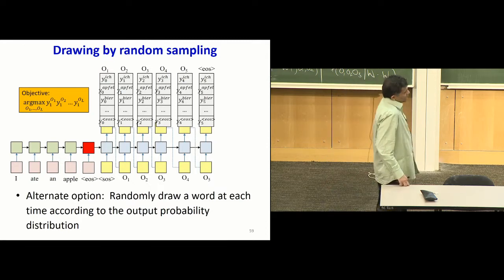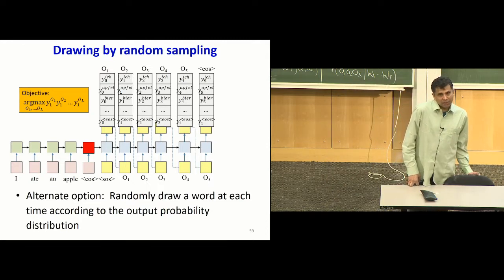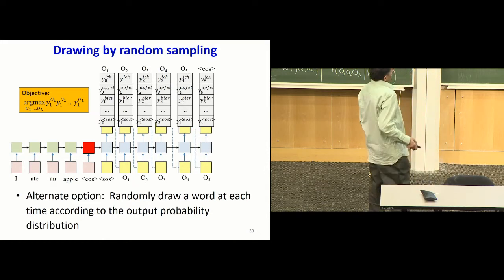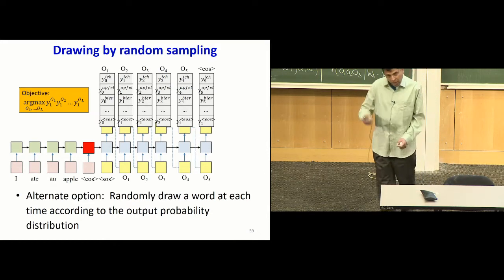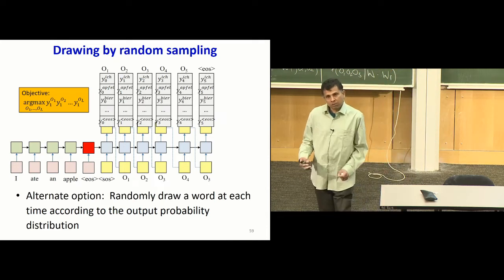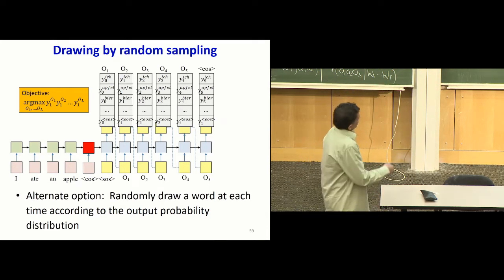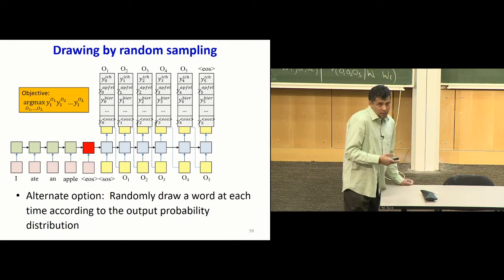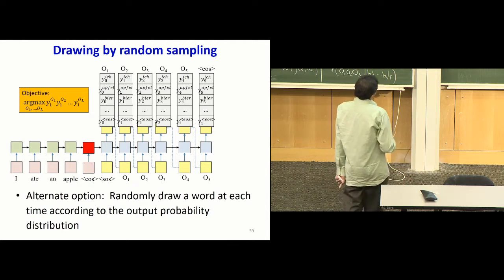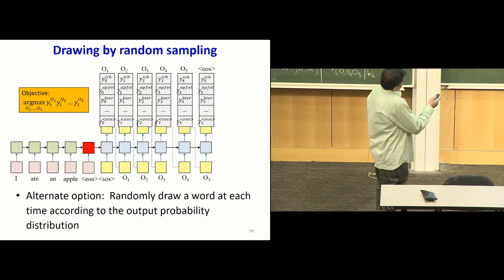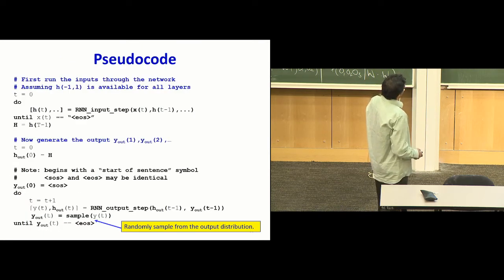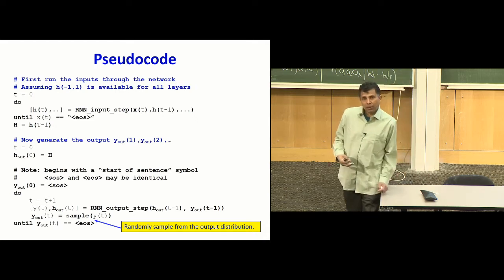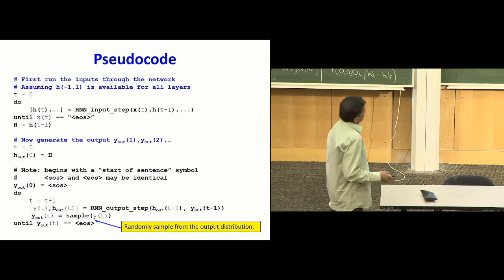Here's an alternate option. Instead of simply picking the most likely word at each time, you can randomly draw one of the words at each time according to the output probability distribution. We all know how to draw words from multinomial distributions. So you could just randomly choose one of these words and pass that on to the network to produce the next probability distribution and so on, and continue this till you get the end of sequence symbol. So in terms of the pseudocode, the draw function we had over here is now going to be replaced by a sample function which randomly samples from the output distribution.